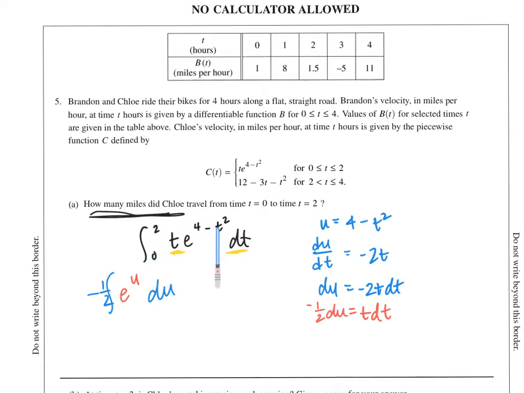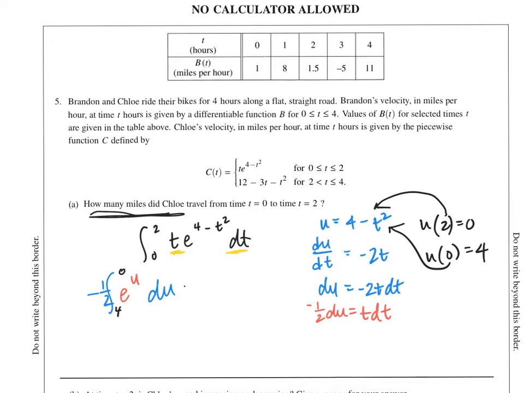So these bounds are meant to be plugged into a t. So I'm going to say, all right, well, what would u of my upper bound of 2 and what would u of my lower bound of 0 be if I plugged them into my t? So 4 minus 2 squared would be 0. 4 minus 0 squared would be 4. So my upper bound was 2, it's going to be 0. My lower bound was 0, it's going to be 4.